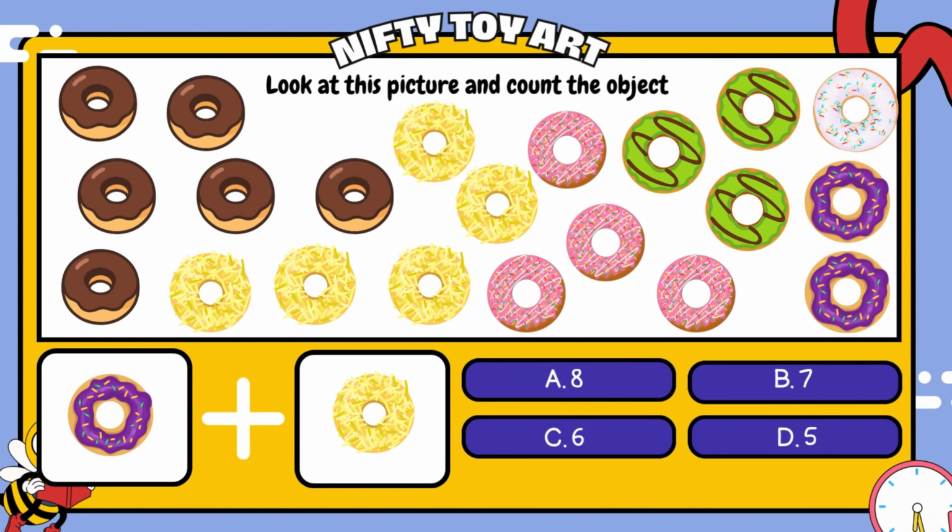I want to take all the blueberry donut plus the cheese donut. So what is the total number of donuts? That's right, 7 donuts.